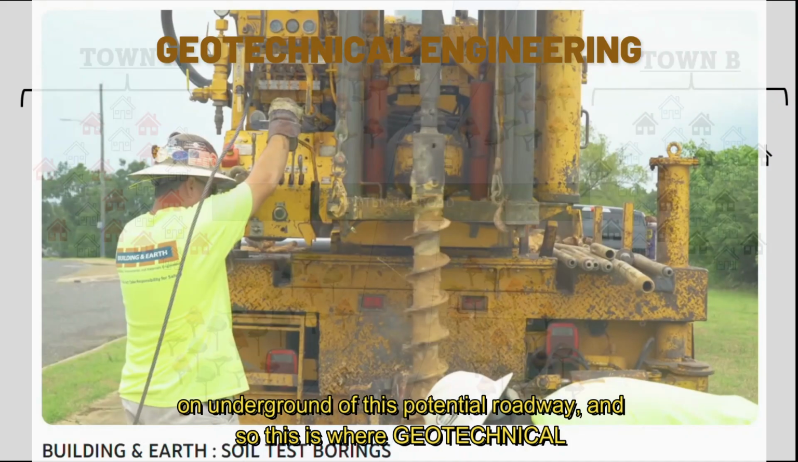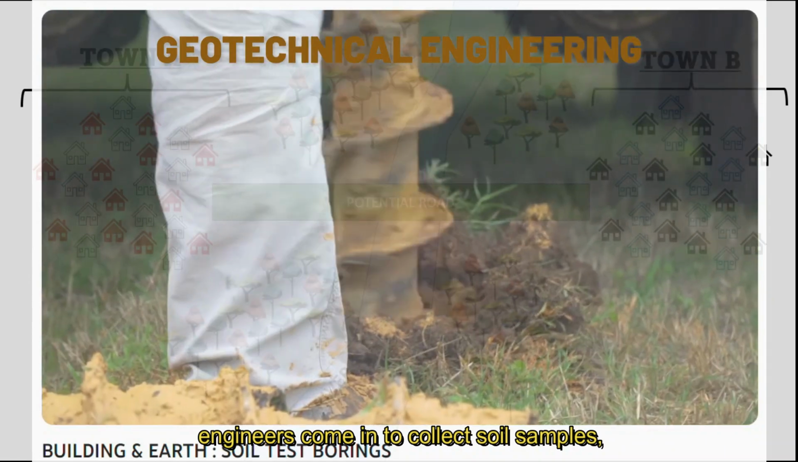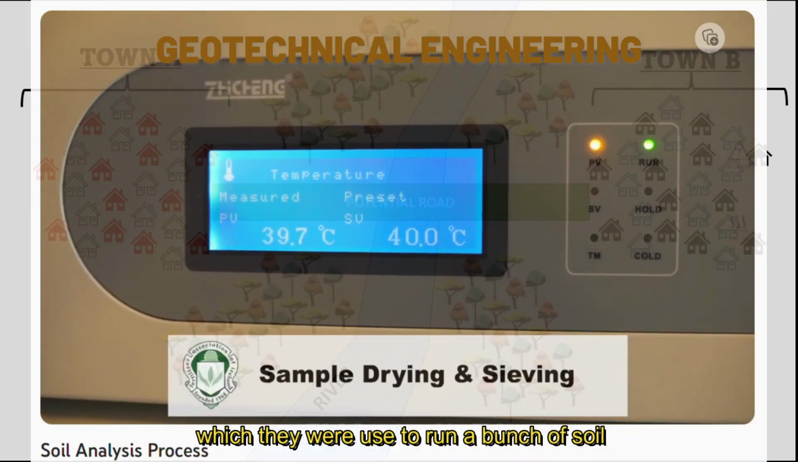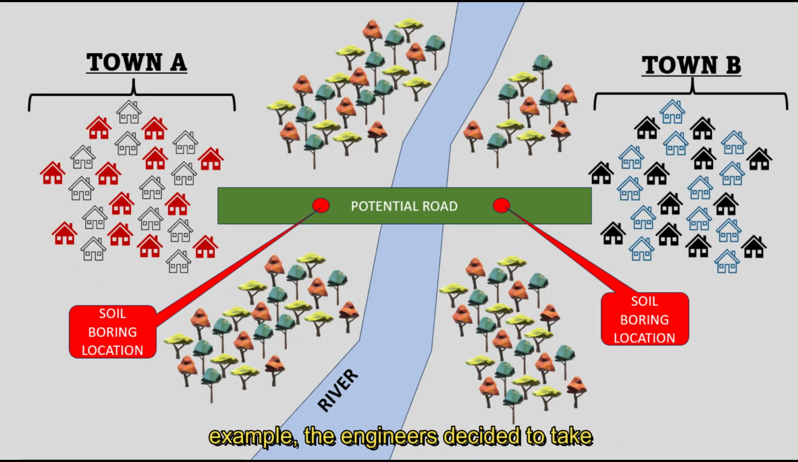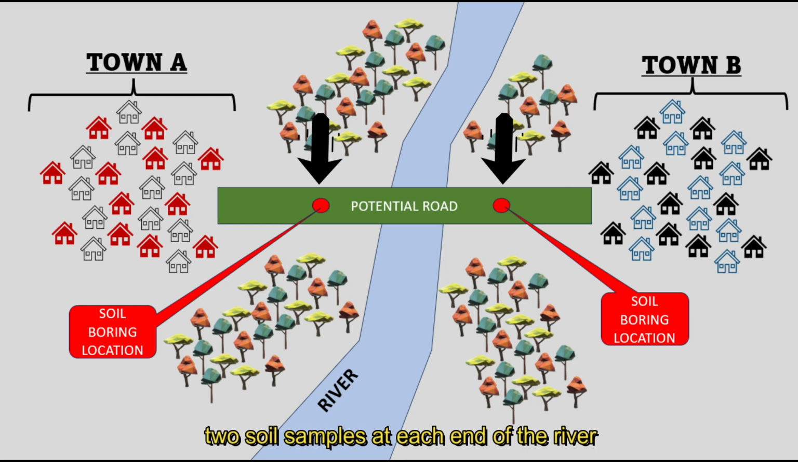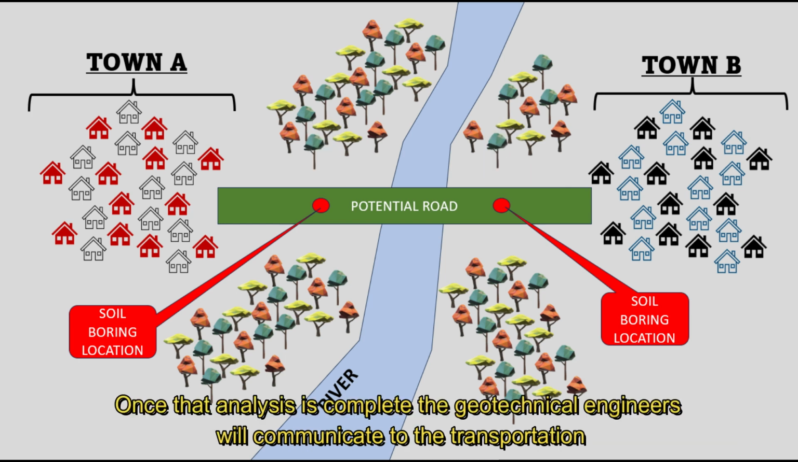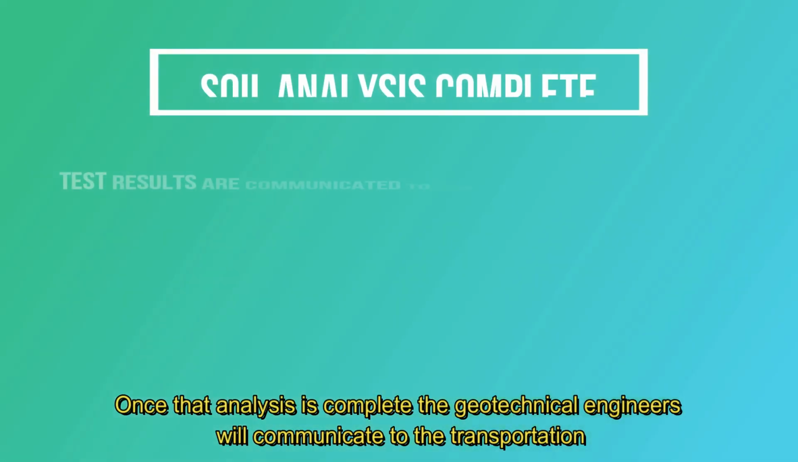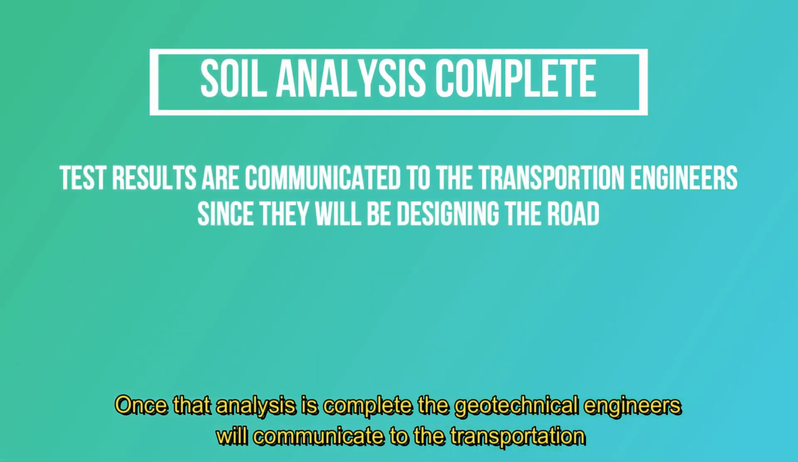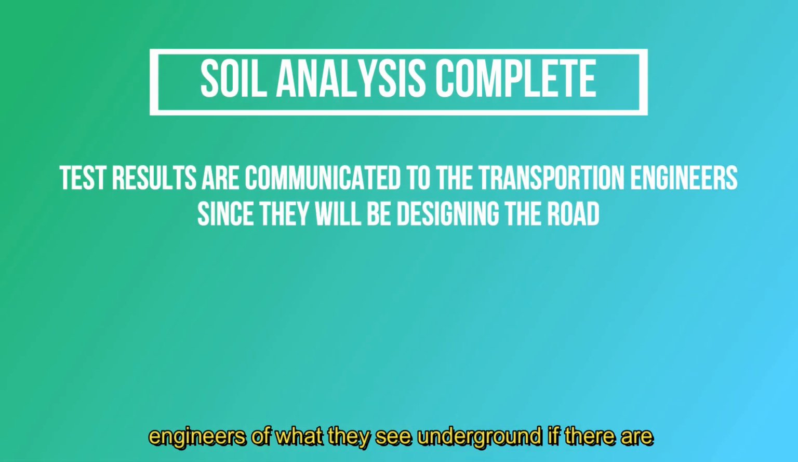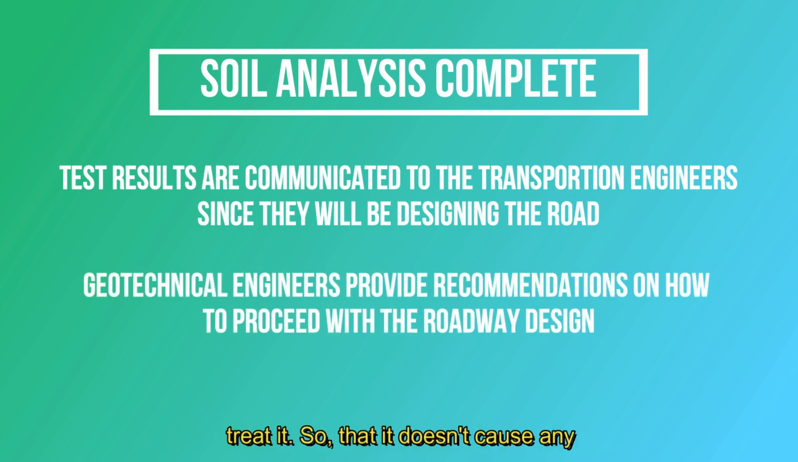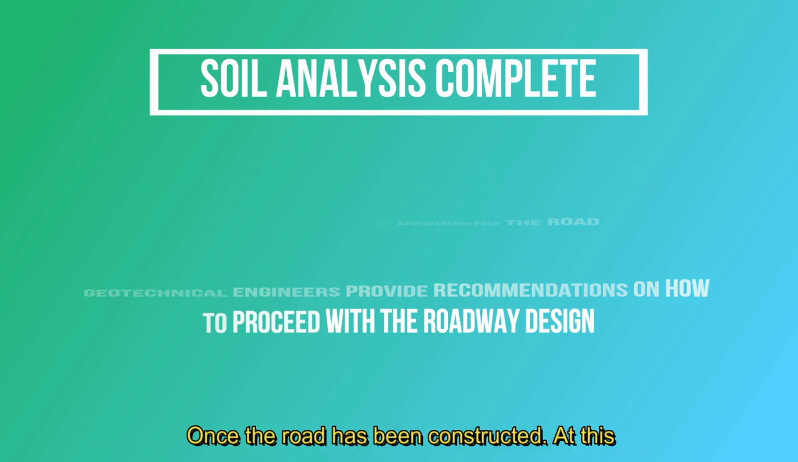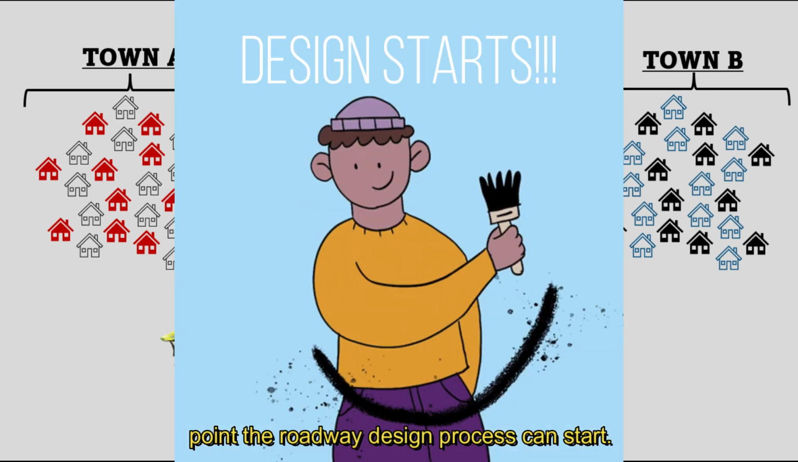And so this is where geotechnical engineers come in to collect soil samples, which they will use to run a bunch of soil analysis. For this example, the engineers decided to take 2 soil samples at each end of the river. Once that soil analysis is complete, the geotechnical engineers will communicate to the transportation engineers what they see underground, if there are any issues, and how they should treat it so that it doesn't cause any problems down the road once the road has been constructed. At this point, the roadway design process can start.